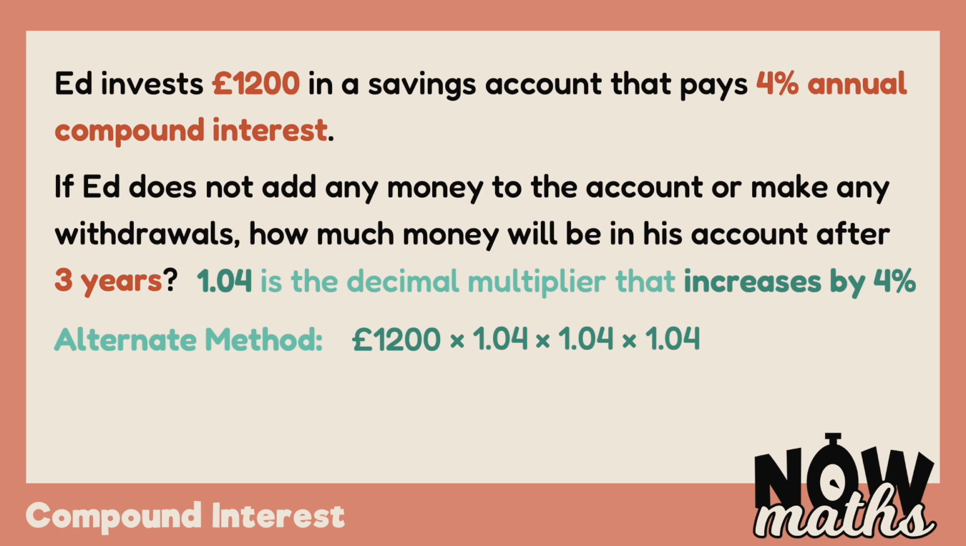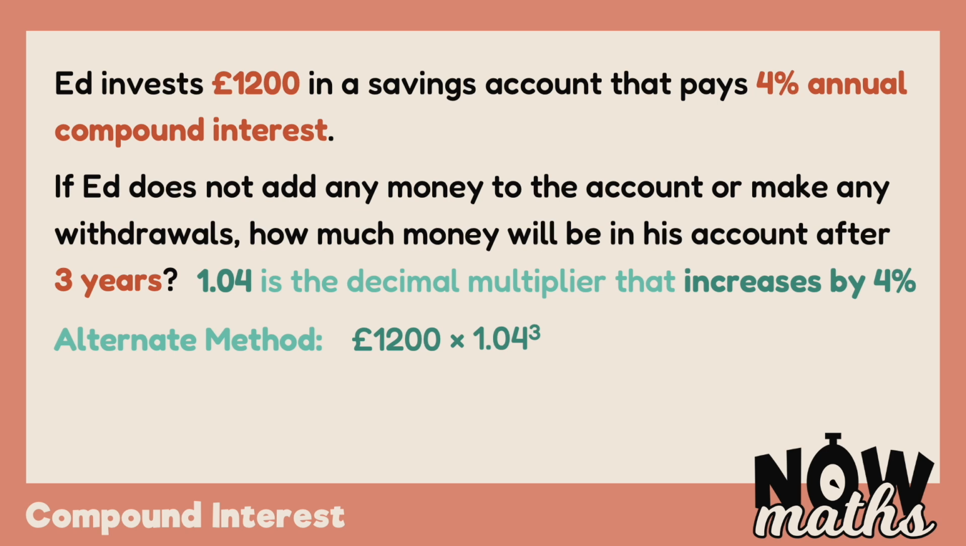Of course, the same issue arises as before, that if this was for 5 years or 10 years, you would have to start typing quite a lot more into your calculator. So instead of multiplying by 1.04 3 separate times, we could write this as multiplying by 1.04 cubed, because that does the exact same thing and it gives us a slightly shorter calculation to work with.